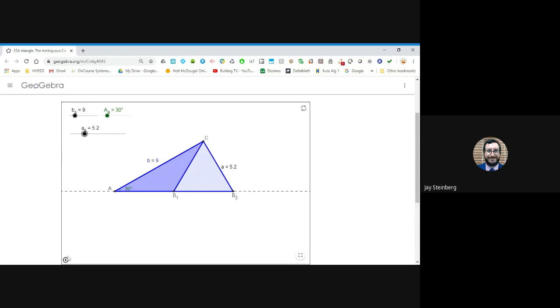What you'll notice is if I swing this point across to the other side, when it contacts this point, we're just going to say close enough, it comes in contact with this other point at B1. So what I do notice is this side length is also 5.2, so was that.